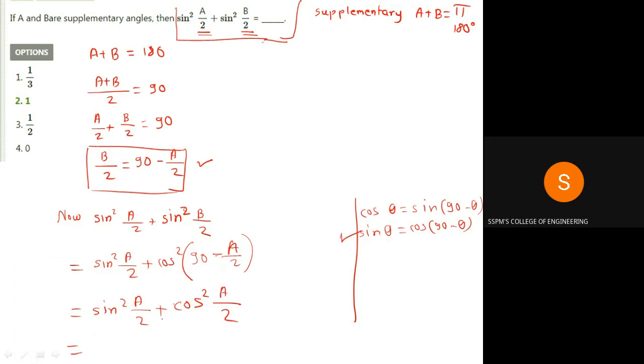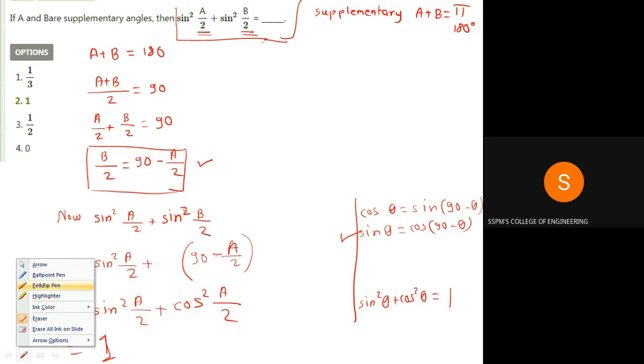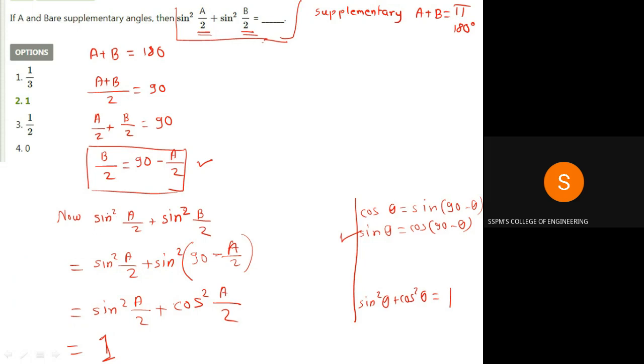So now sin square A by 2 plus cos square A by 2 is 1. This is also a basic trigonometric identity: sin square theta plus cos square theta is equal to 1. But there is a mistake here. It is not cos, it's sin square. So again we will see.